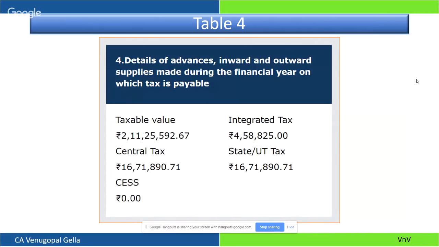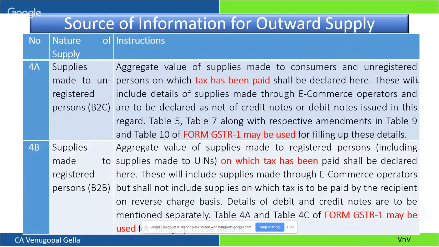Now, if the data is already filled in, what is the work which we would have to do? If you look at the instructions of the table 4, the table 4 requires the details to be furnished of the aggregate value of the supplies made to various respective people in 4A unregistered, 4B registered, on which taxes have been paid. So you have to bifurcate the taxes which are paid in GSTR 3B, the manner in which it has been discharged. Sometimes there would be a difference between GSTR1 and GSTR 3B. So as a taxpayer, you have an obligation to reconcile the differences between GSTR1 and GSTR 3B.